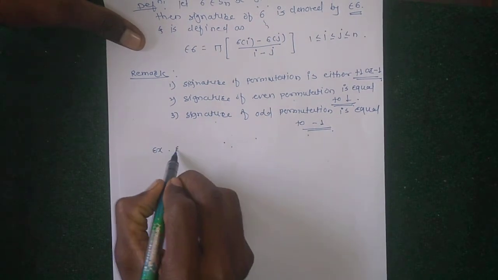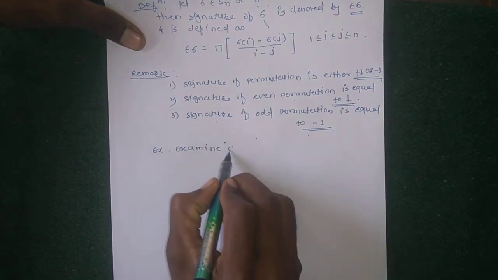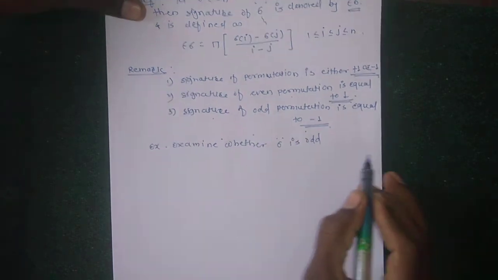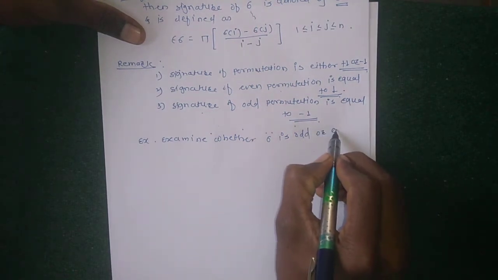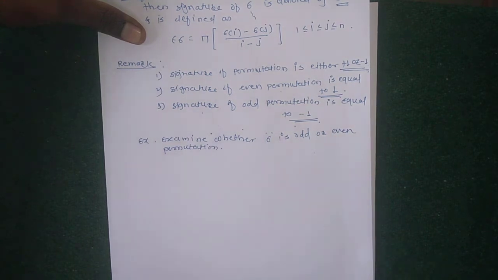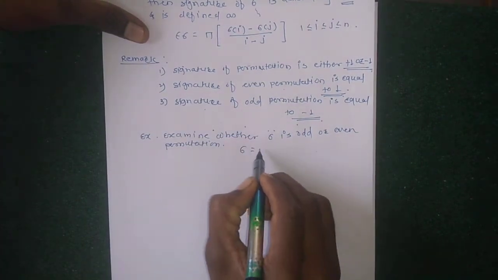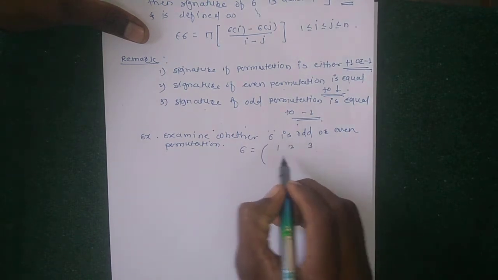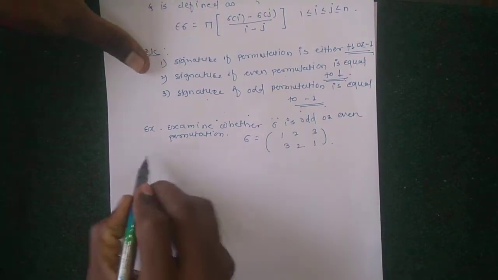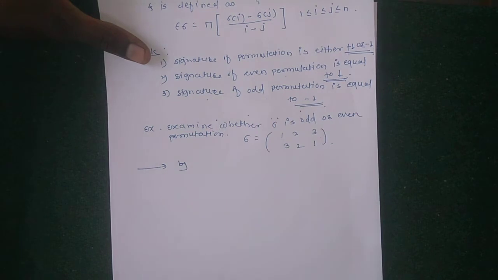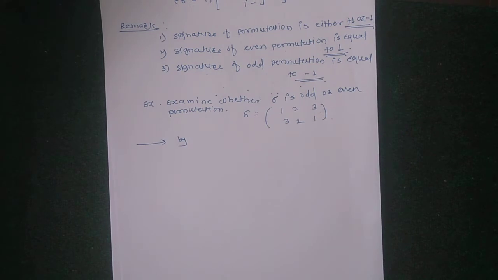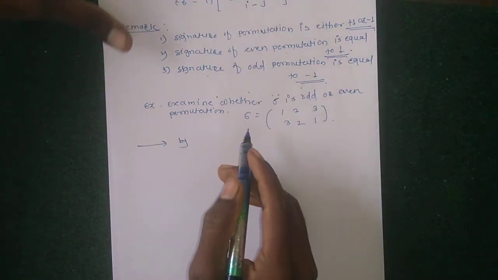So, example: examine whether sigma is an odd or even permutation, where sigma equals 1 2 3 over 3 2 1. Here sigma is given. To find whether the given permutation is odd or even, we find its signature.